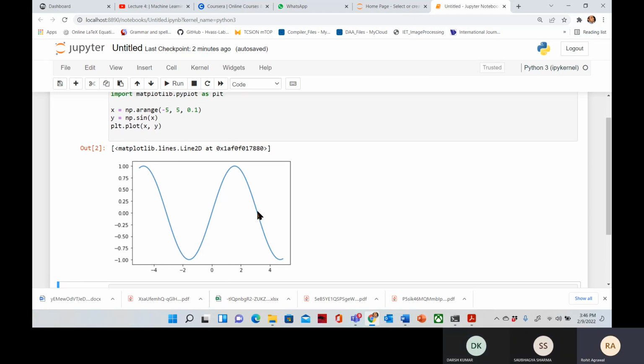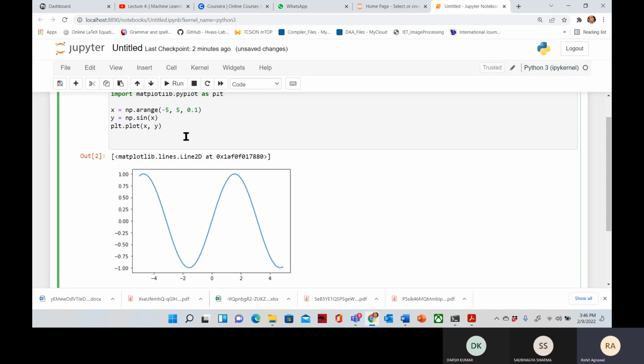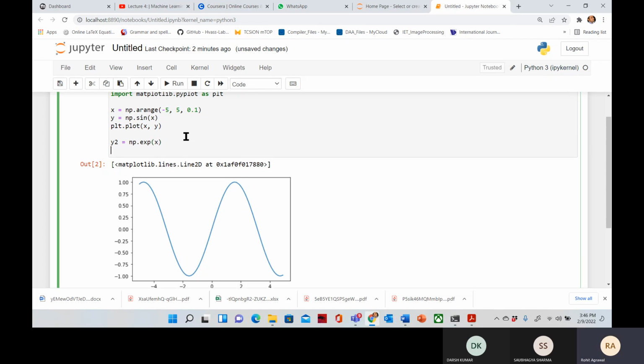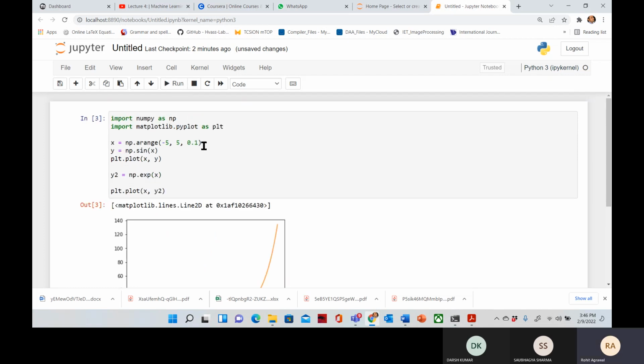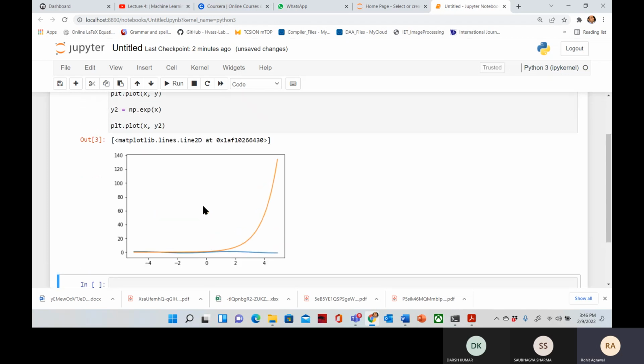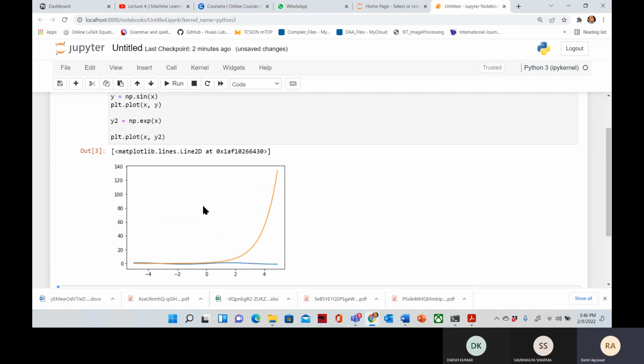So sine, so this is the use of numpy. Now we can see, if you want to see the exponential graph, y2 is equal to np.exp, e to the power x, and just plot plt.plot(x, y2). This is exponential. So in the same graph, what happened?